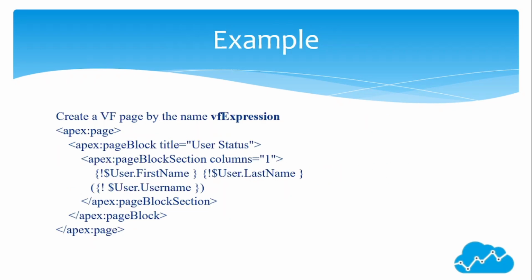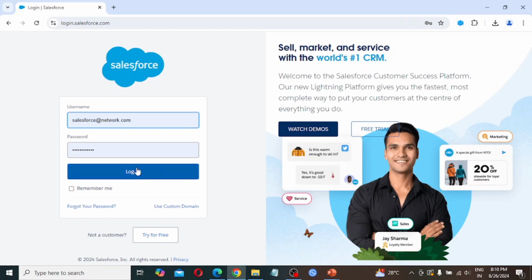Let's see an example. Create a Visualforce page by the name VisualforceExpression. In that apex:page, we are using apex:pageBlock with the title User Status, and we are using apex:pageBlockSection with a column of 1, and $User.FirstName, LastName, and $User.Username, and all the closing tags: pageBlockSection, pageBlock, and page. So to do the practical, just log into our Salesforce account.